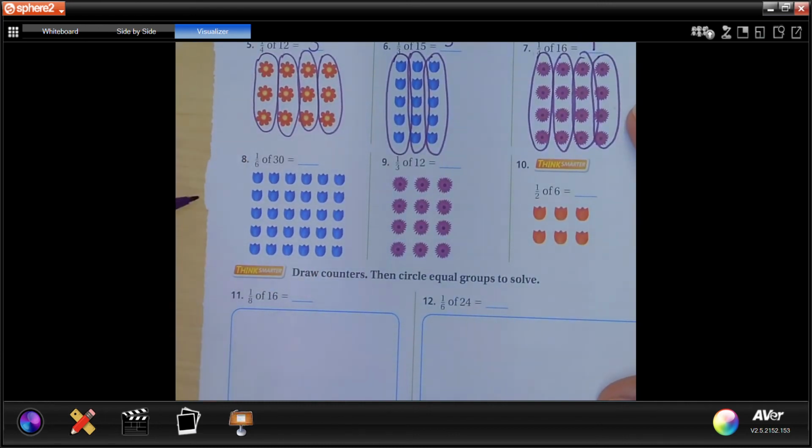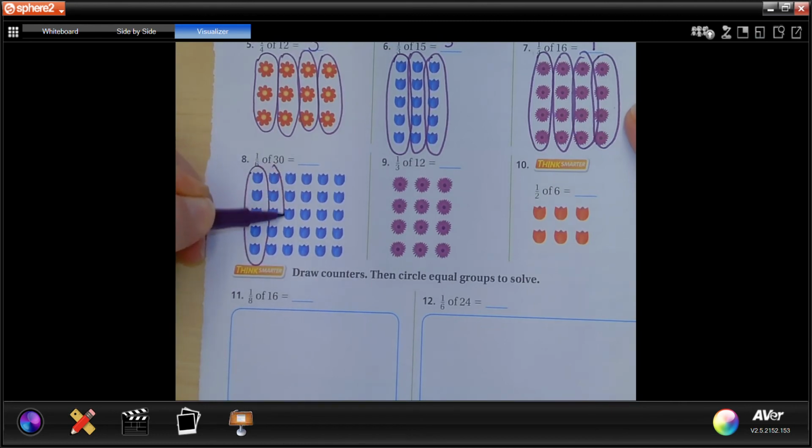Alright, now we have 30 blue tulips, and we want to know what 1/6 of 30 is. Well, let's see if we have our even rows. 1, 2, 3, 4, 5, 6. Do we need 6 groups? Yes, we do. So let's circle our 6 groups.